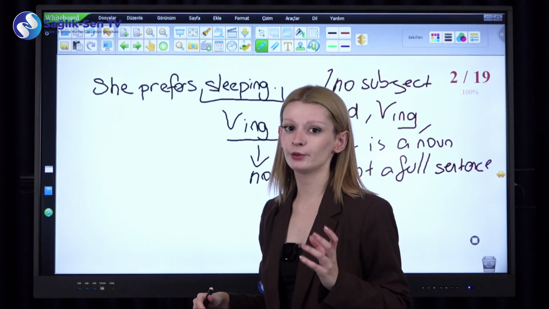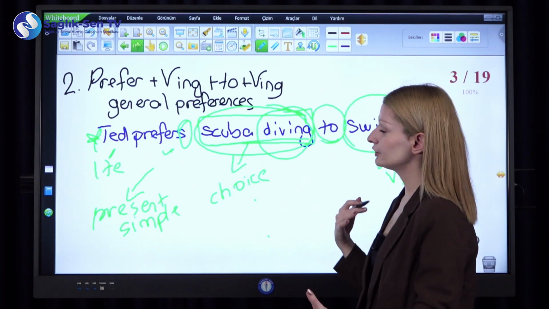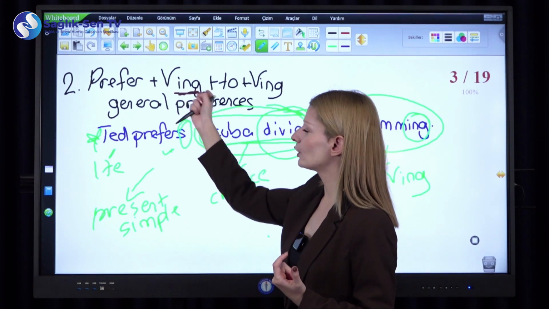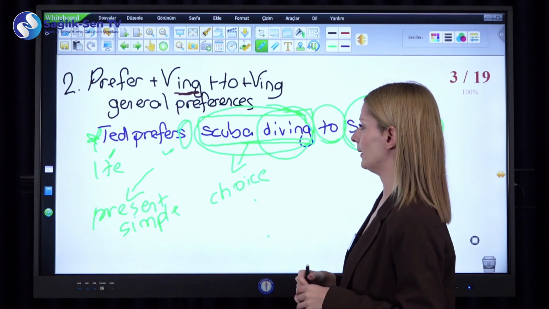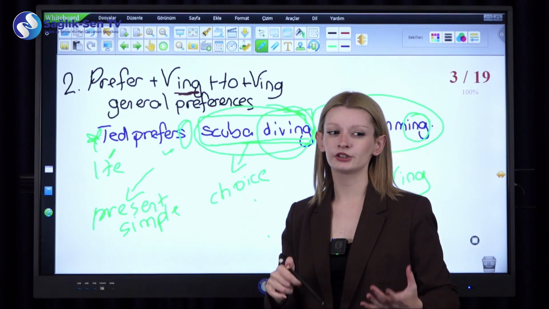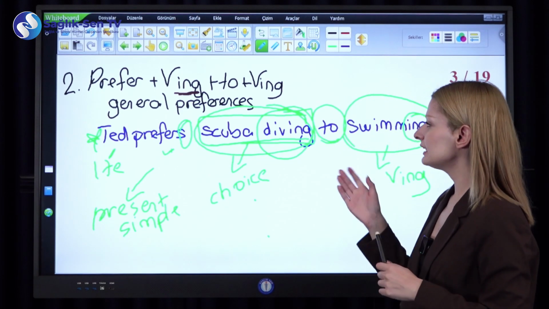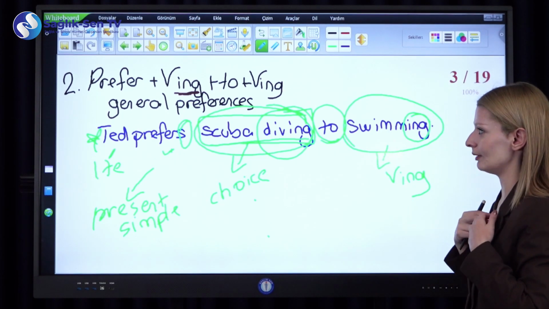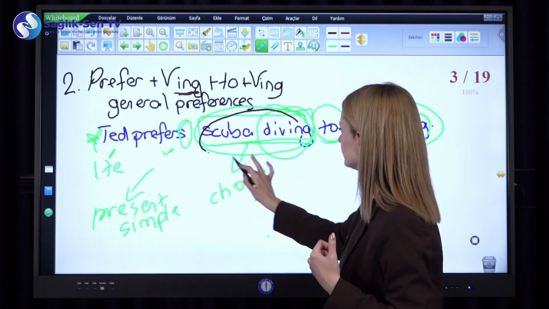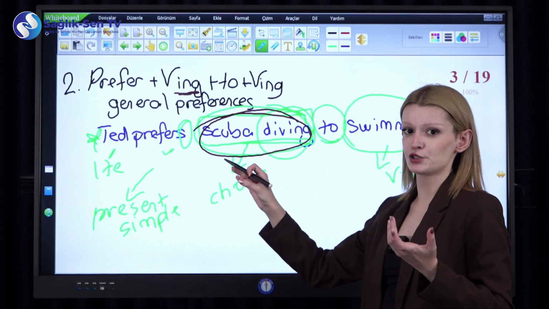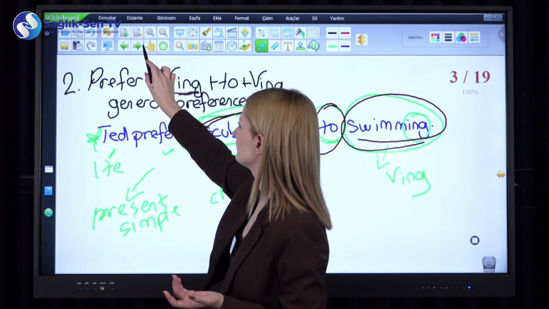Don't forget that, it will be very useful for you. And the second use is with verb-ing. Prefer verb-ing to verb-ing. And we use this to express our general preferences, that we always choose. Ted prefers scuba diving to swimming. It's his go-to choice. We used what the subject has chosen, then to, and the option that he didn't prefer.